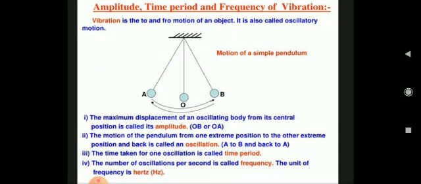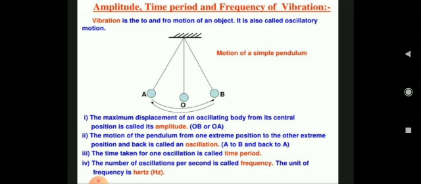Now I'll talk about the time period. The time taken for one oscillation is called the time period. Students, it is the time taken by the vibrating body to complete one vibration, that is called what? Time period of vibration, right? Its SI unit is second, right?